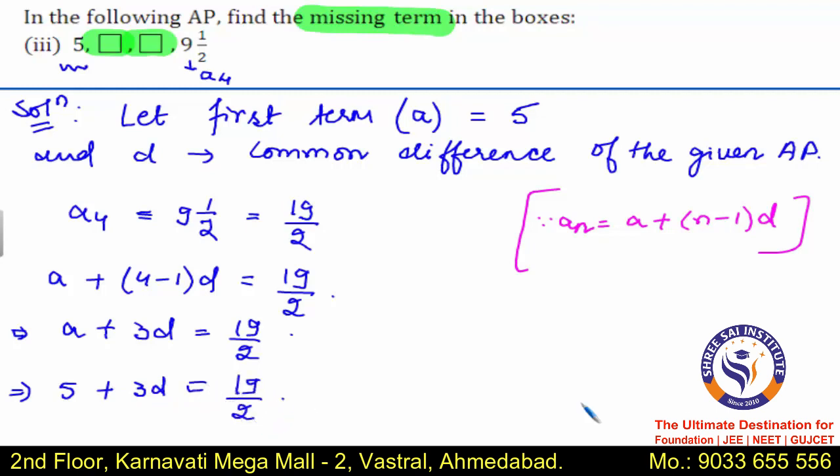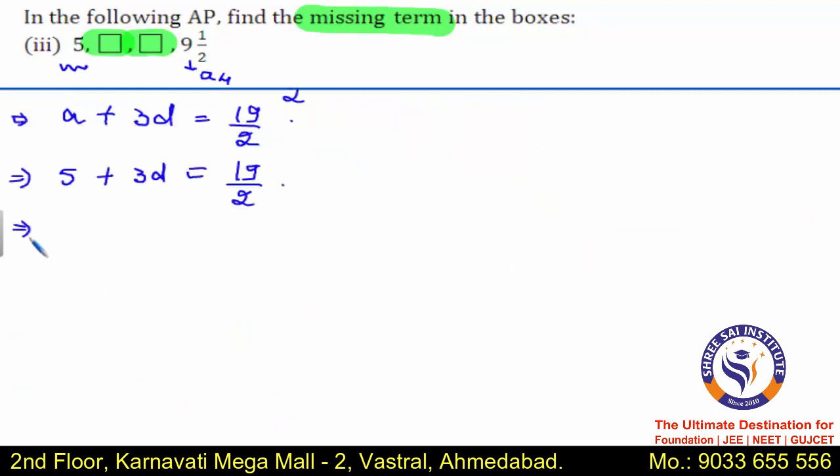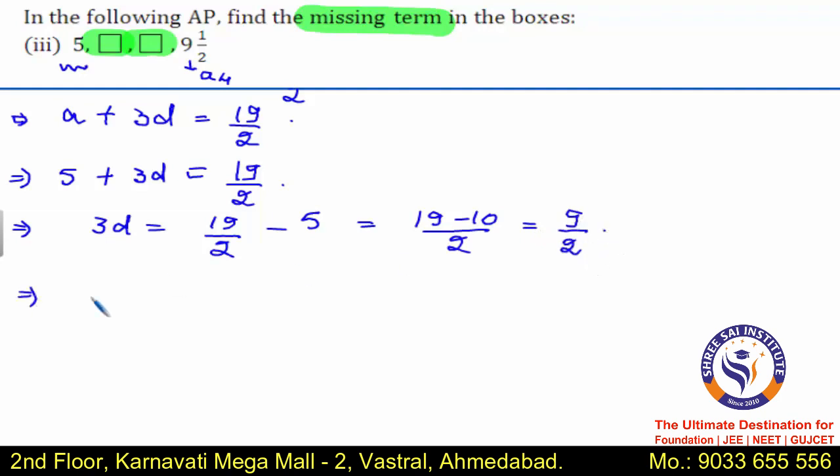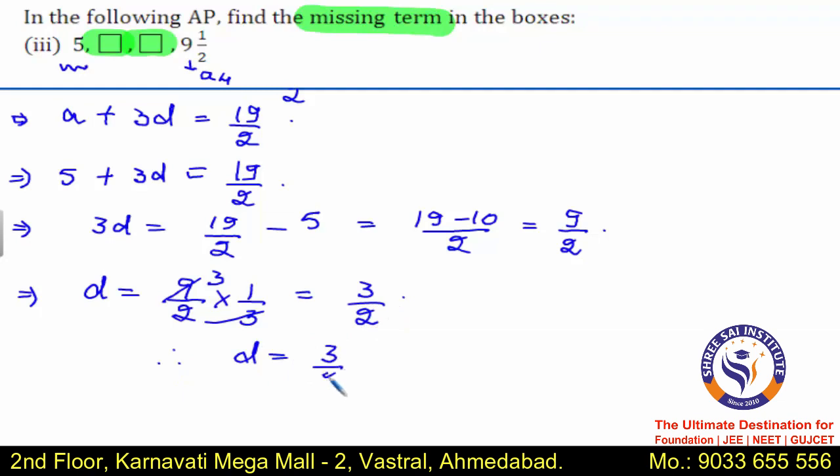Now A is 5, so this implies 5 plus 3D is equal to 19 upon 2. This implies that 3D is equal to 19 upon 2 minus 5, which is equal to 19 minus 10 divided by 2, which is equal to 9 upon 2. This implies that D is equal to 9 upon 2 multiplied by 1 upon 3, and this is equal to 3 upon 2. Therefore, we have D is equal to 3 upon 2.